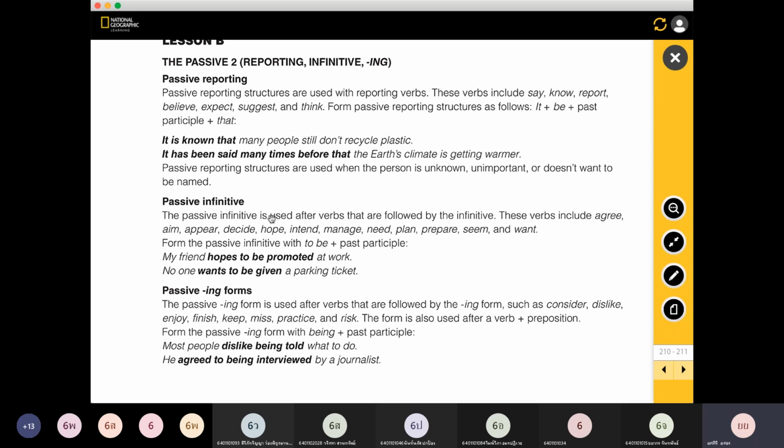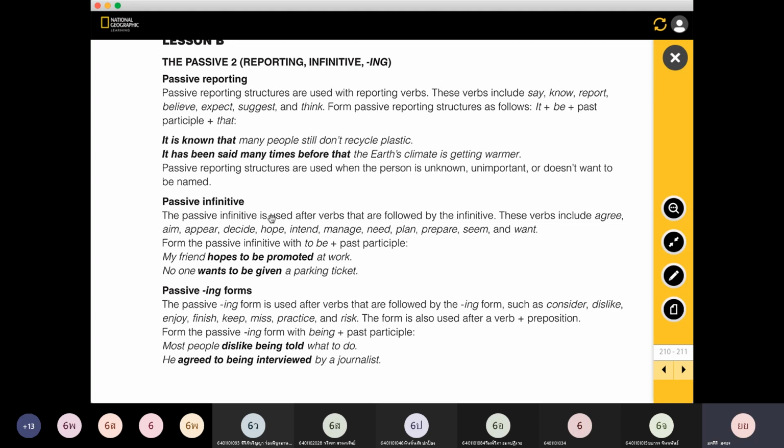There are some other verbs that require verbs with ing, or gerund. For example consider, dislike, enjoy, finish, keep, miss, practice, and risk. Verbs of preferences, something like that. You can also form it after prepositions.